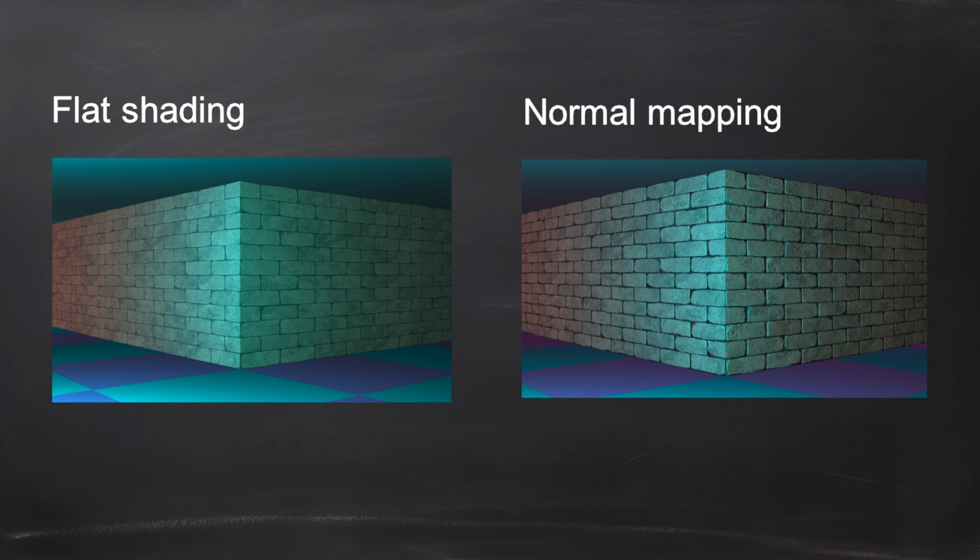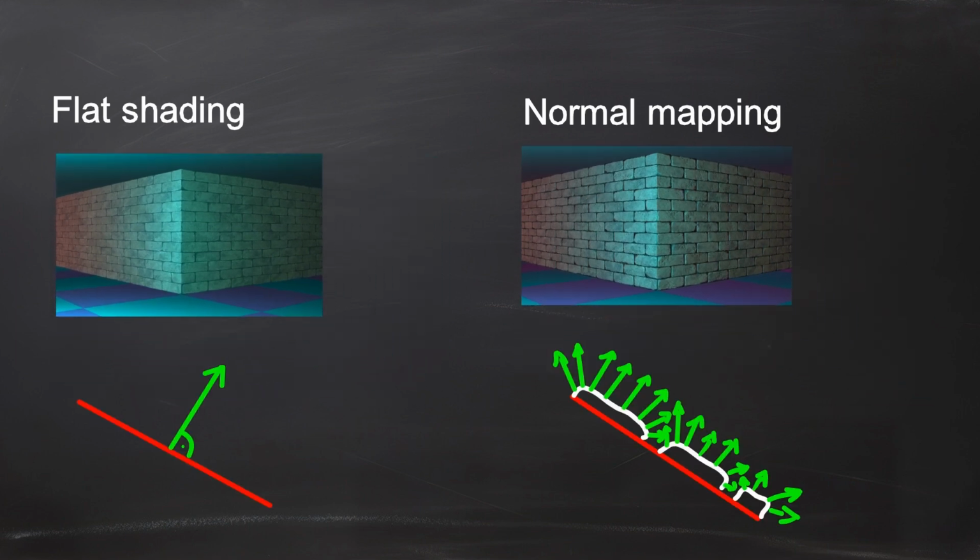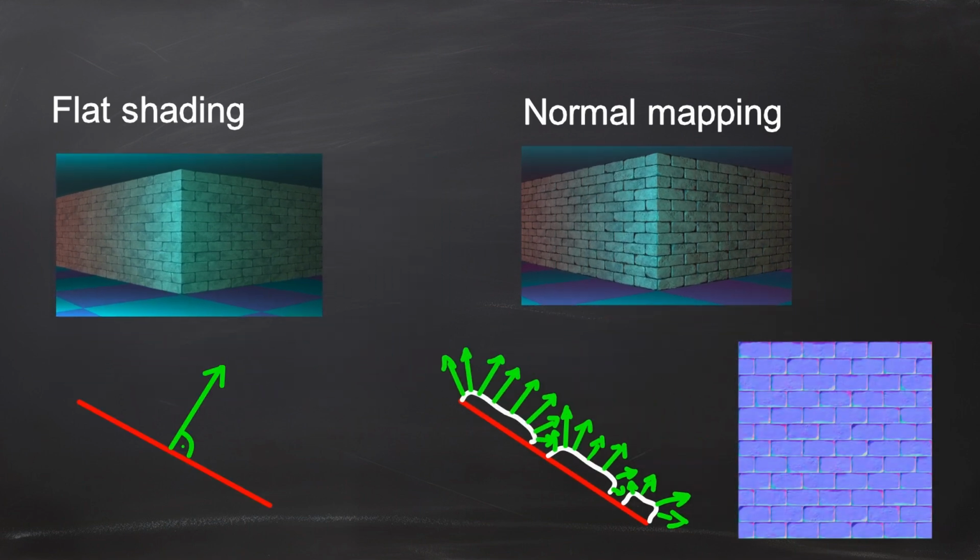Alternatively, you can calculate the light intensity for each individual pixel on the wall. While this approach requires significantly more computation power, it produces a superior visual effect. This technique is called normal mapping. To implement normal mapping, we need an additional texture that stores the normal vector for each pixel on the texture. These normals are in texture space. Before we can use them, we need to convert them to object space, using the TBN matrix.